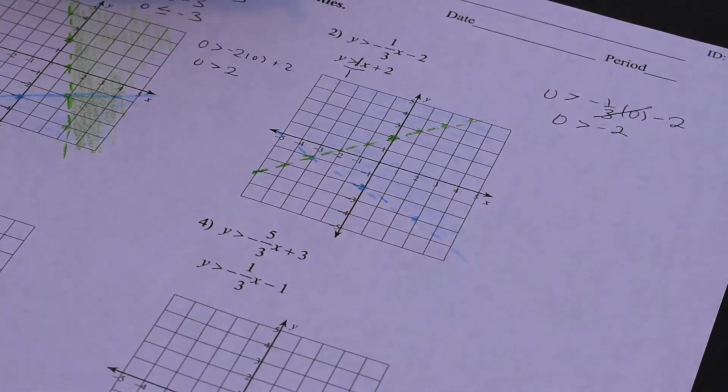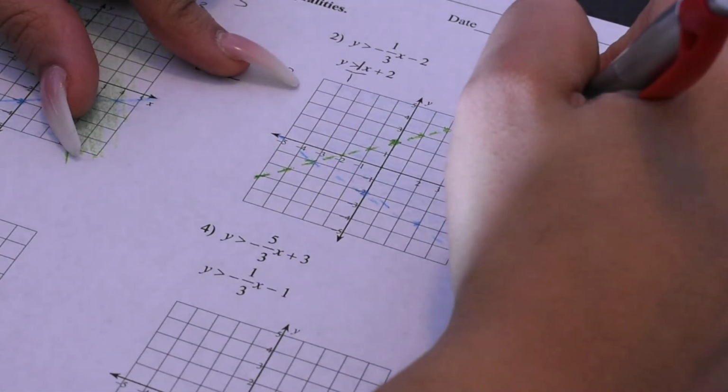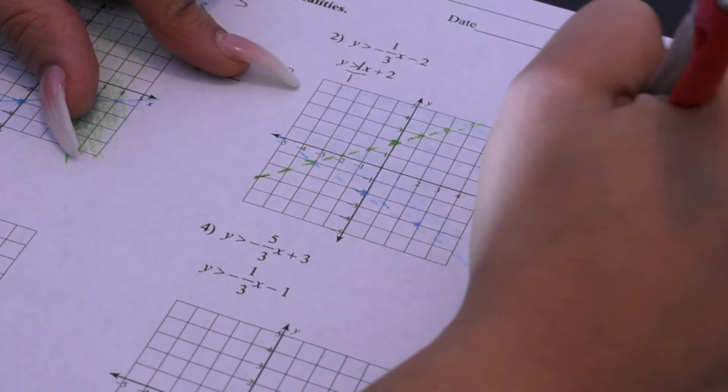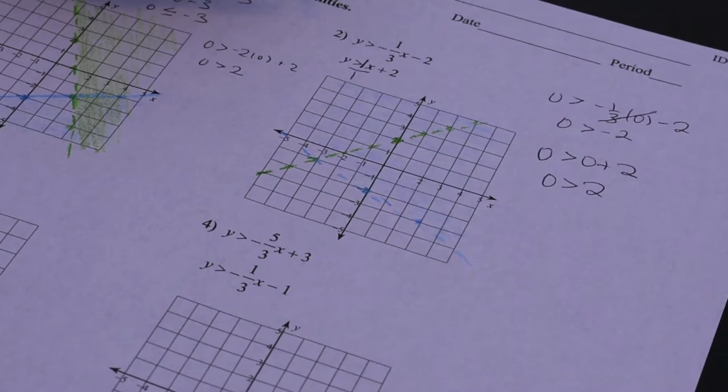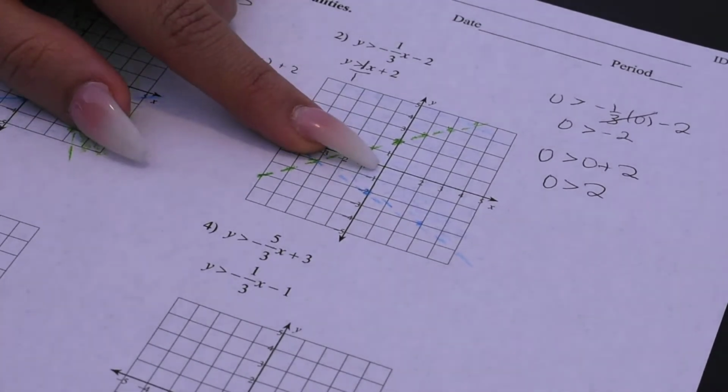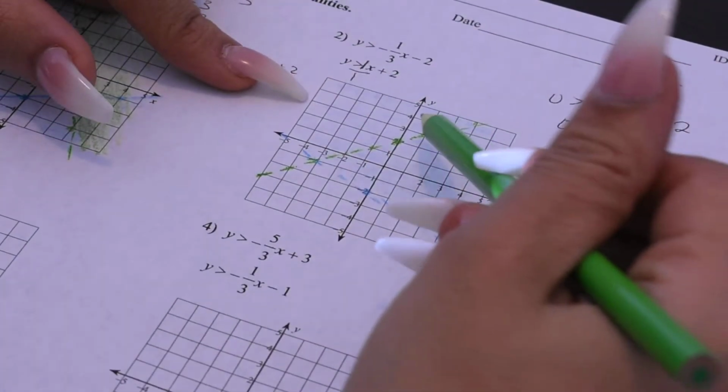And I got to figure out where to shade. So I'll use 0, 0 as my point of reference. So 0 is greater than 0 plus 2. I'm just plugging in 0 for y next. 0 is greater than 2. Is 0 greater than 2? No, it's not. So I wouldn't shade this area. I would shade everything over here.